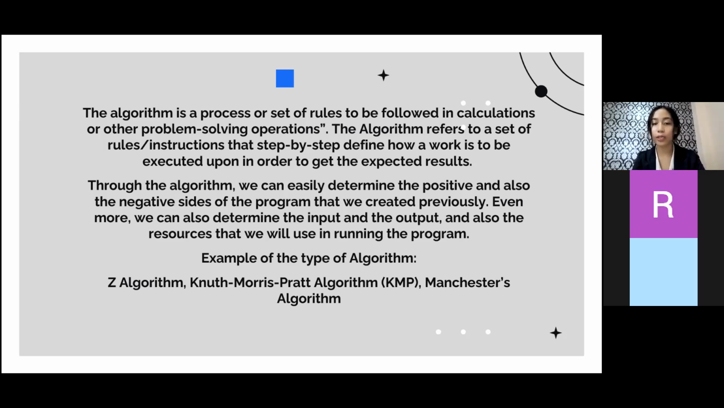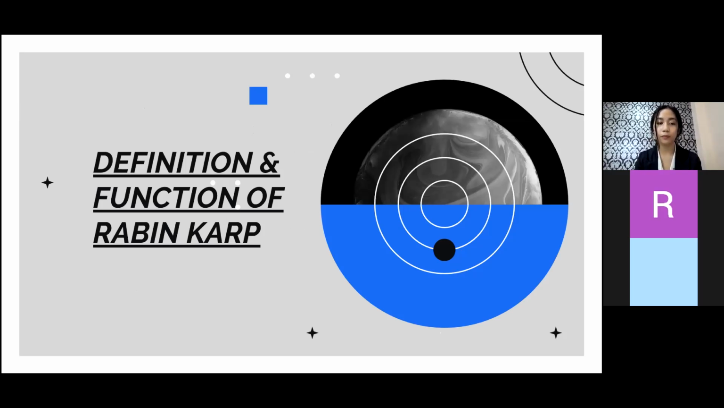Through the algorithm, we can easily determine the positive and also the negative sides of the program that we created previously. Even more, we can also determine the input and also the output and also the resources that we will use in running the program. And there are a few types of algorithm, for example the Z algorithm, the Knuth-Morris-Pratt algorithm, also known as KMP, and Manacher's algorithm.